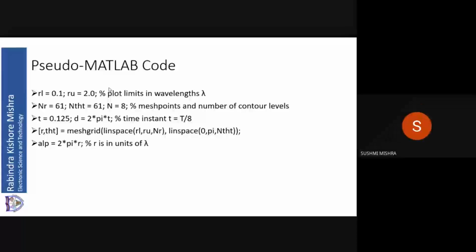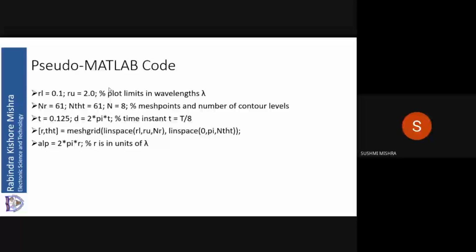Therefore, in MATLAB there is a function called meshgrid that easily converts r and theta to grid points. For that, I have to define the r and theta limits. So I am doing meshgrid, and within the brackets, linspace, which means linearly spaced r values from RL to RU, where the total number of points is NR.